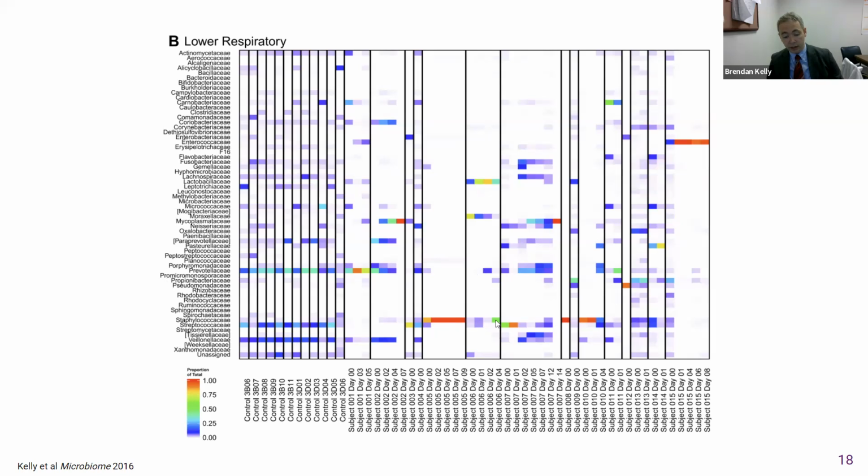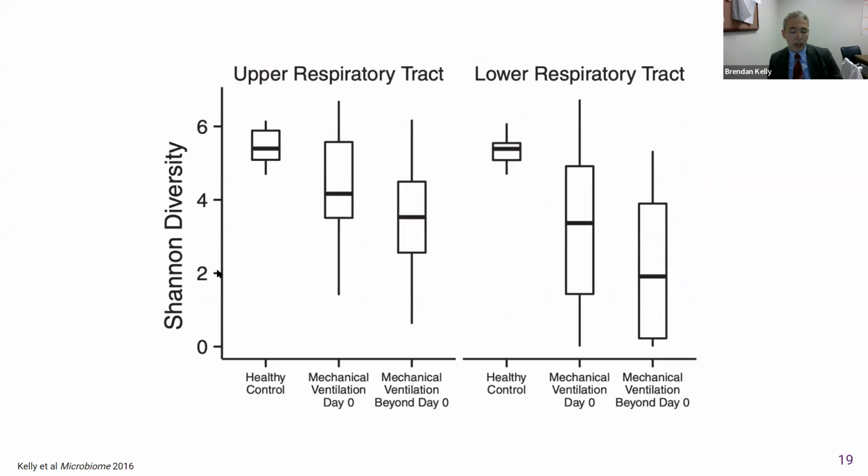But there is heterogeneity across the mechanically ventilated subjects. So there are certain mechanically ventilated subjects that do look a bit more like the healthy control subjects, where they have sort of low abundance of different bacterial families, and others that are dominated by a single bacterium. We wanted to reduce this complex heat map into an aggregate measure of each time point.